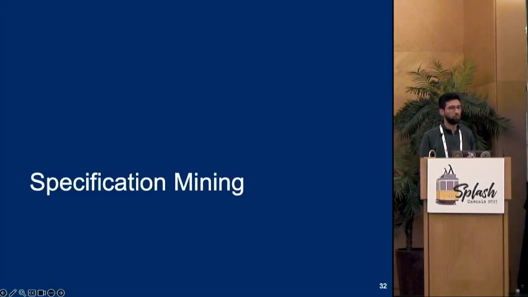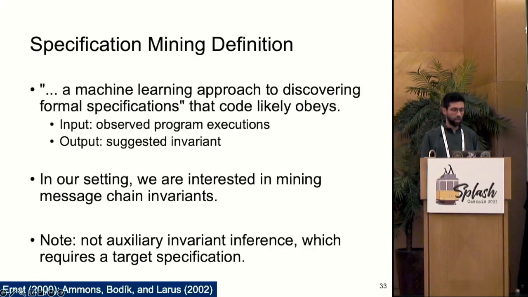What's maybe even more exciting, especially moving into the future, is that we can learn a lot of these message chain invariants automatically. We're using techniques called specification mining. A quick definition: specification mining is a machine learning approach to discovering formal specifications that code likely obeys. So you're giving observations as input, and the tool is giving you back a predicate that should hold for those observations. In our setting, we're interested in learning message chain invariants.